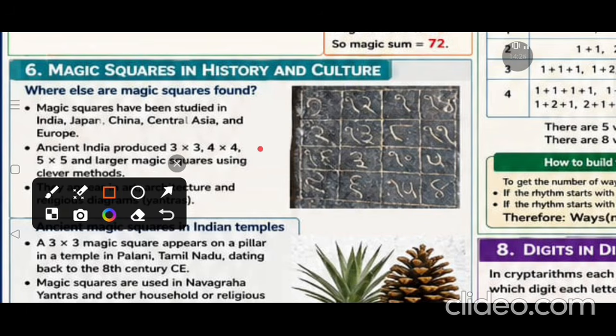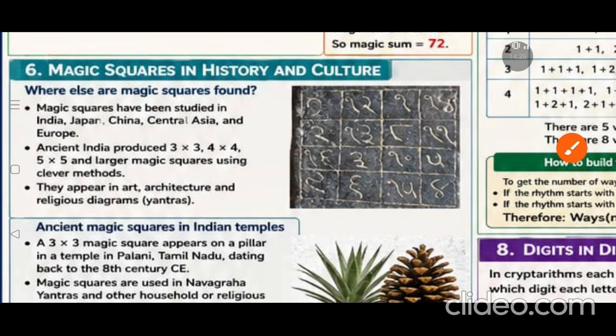Let's know about it. Magic squares have been studied in India, Japan, China, Central Asia and Europe. Ancient India produced 3 by 3, 4 by 4, 5 by 5 and larger magic squares using clever methods. They appear in art, architecture and religious diagrams, that is yantras.